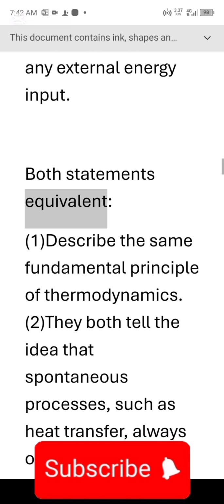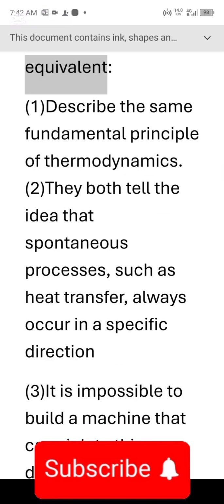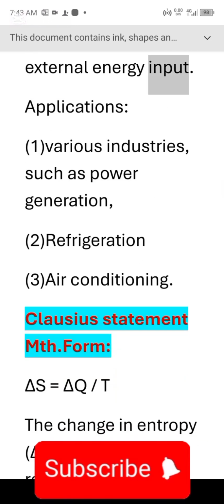Both statements are equivalent. One, they describe the same fundamental principle of thermodynamics. Two, they both convey the idea that spontaneous processes, such as heat transfer, always occur in a specific direction. Three, it is impossible to build a machine that can violate this direction without any external energy input.